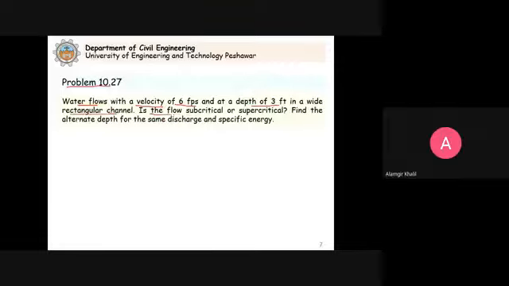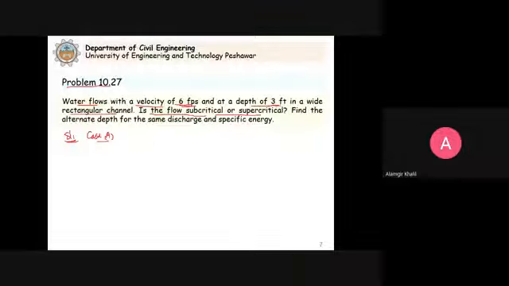First we have to determine whether the flow is critical, supercritical or subcritical. Now in this case, this is part A of the solution. In this part A of the question, we have to determine whether the flow is subcritical or supercritical. We are given the velocity here, 6 foot per second, and we are given the depth of flow.